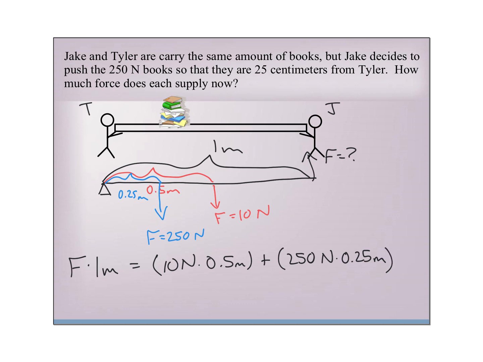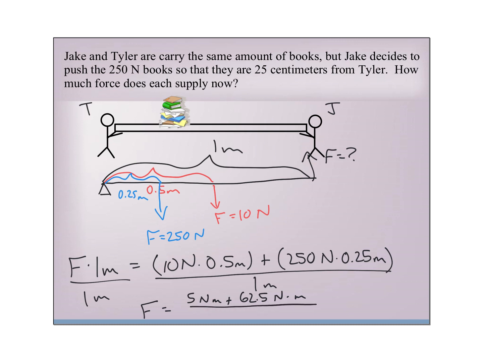for the books. Once again, divide both sides by 1. So F will end up being 5 Newton meters plus 250 times 0.25, which would be 62.5 Newton meters. Divide that by the 1. We get 67.5 newtons. That's how much force Jake will exert.